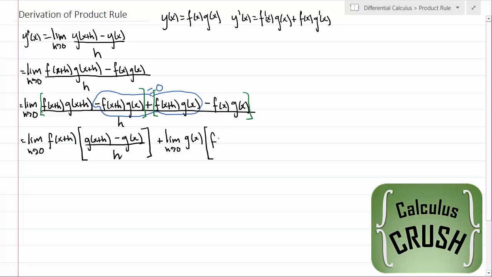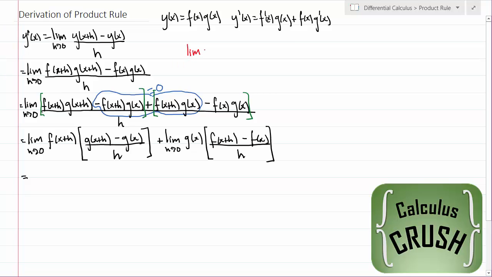So I pull out a g of x and I'm left with an f of x plus h minus f of x, all divided by h. We're getting very close to the end here. The next thing I have to do is apply one of the rules of limits. I'll just quickly write what that rule is. We'll use a red pen here.